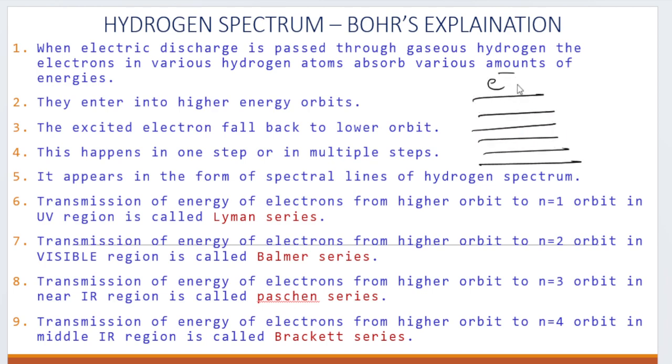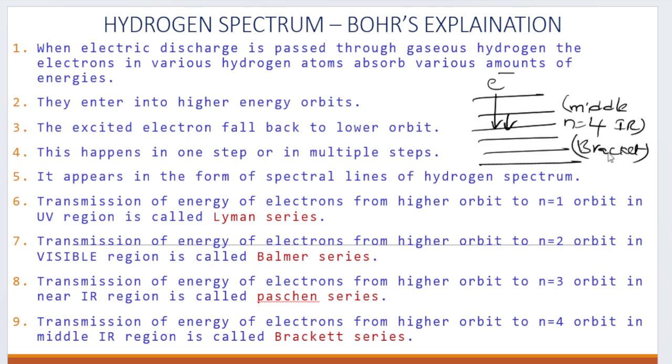The transition of the electron from a higher energy level to the n equals 4 orbit, in the middle IR region, is called the Brackett series.